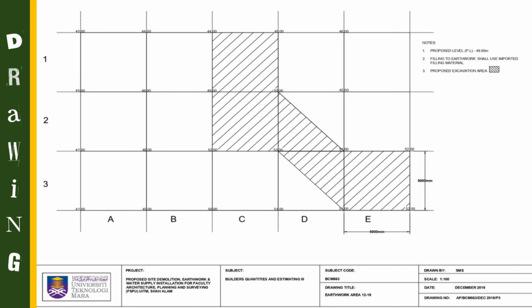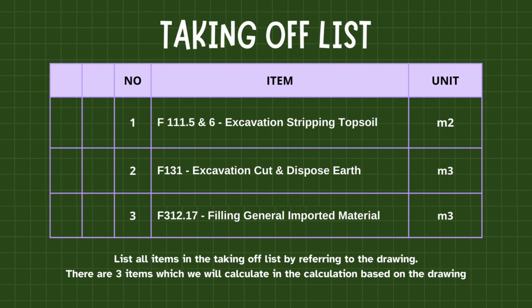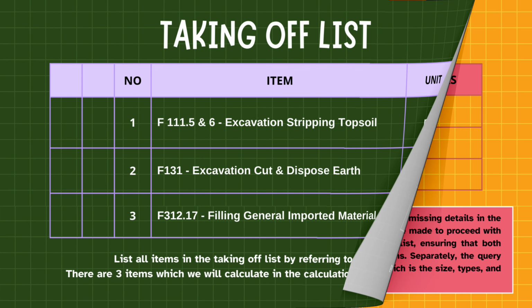This is one of the examples of the earthwork drawing. First, we need to list all the items in the taking off list by referring to the drawing. There are 3 items which we will calculate in the calculation. The first one is the excavation, stripping topsoil. Second is the excavation, cut and dispose earth. And the third is the filling general imported material.